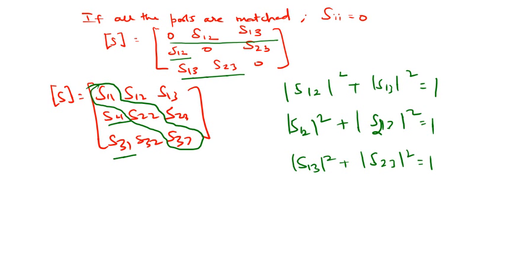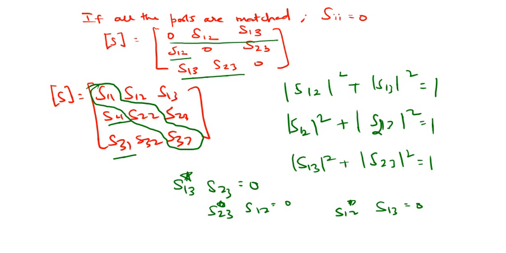Also, if you multiply S13 conjugate with S23, then it should be equal to 0. And S23 conjugate with S12 is equal to 0. And S12 conjugate with S13 is equal to 0. So this is the condition.